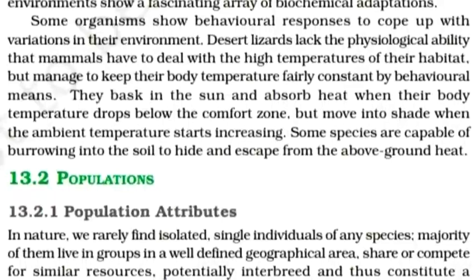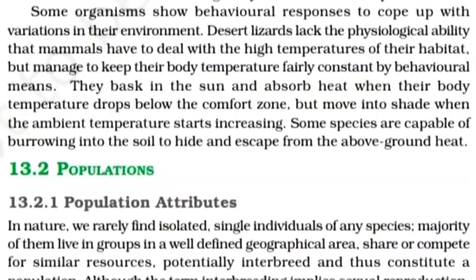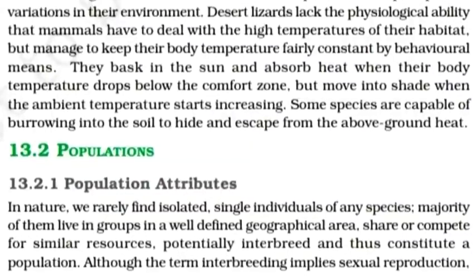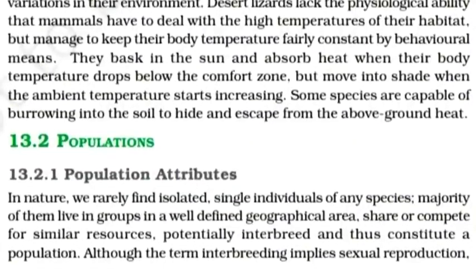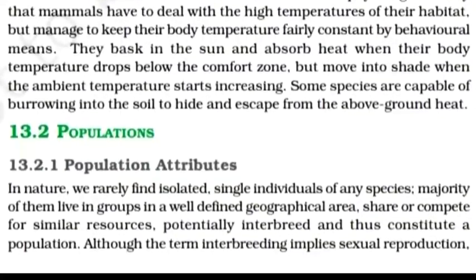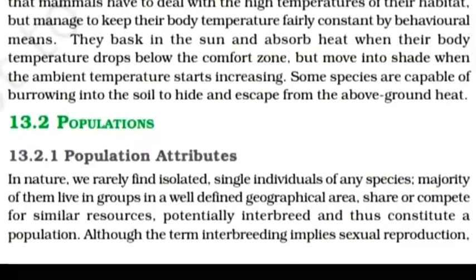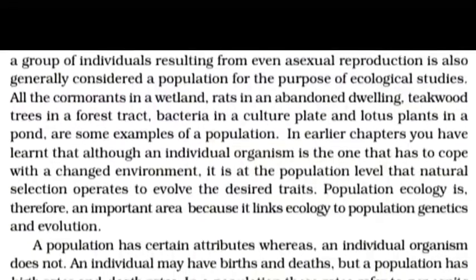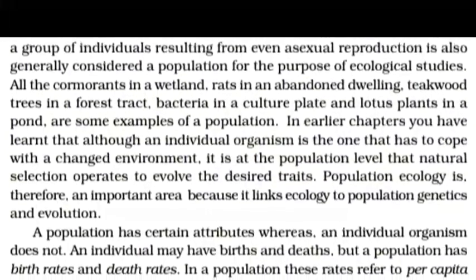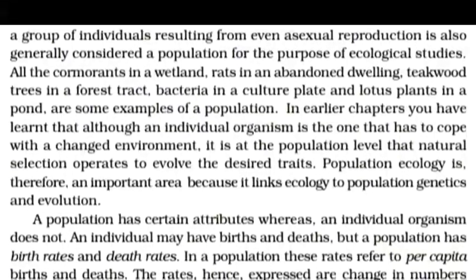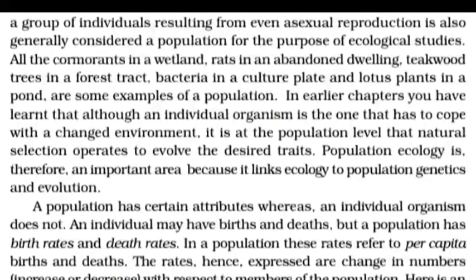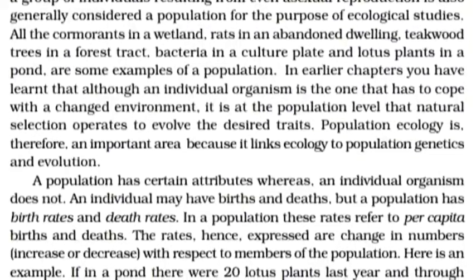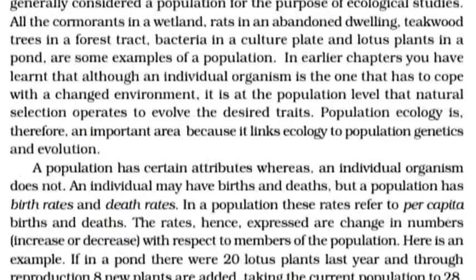Population. Population attributes. In nature, we rarely find isolated single individuals of many species. The majority of them live in groups in a well-defined geographical area, share or compete for similar resources, potentially interbreed and thus constitute a population. Although the term interbreeding implies sexual reproduction, a group of individuals resulting from even asexual reproduction is also generally considered a population for the purpose of ecological studies. All the cormorants in a wetland, rats in an abandoned dwelling, teak wood trees in a forest tract, bacteria in a culture plate, and lotus plants in a pond are examples of a population.